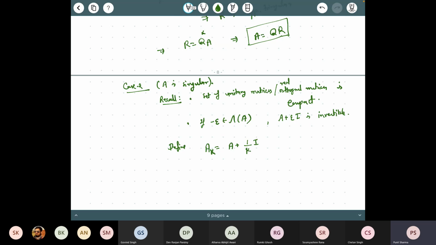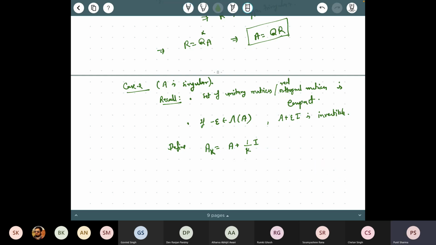Now one thing is clear. Suppose this is the real line, and this is 0 here. So this is the largest negative eigenvalue, and then the next eigenvalue is 0. If minus 1 by K is greater than the largest negative eigenvalue, that means somewhere here, then A plus 1 by K I is always invertible, right?